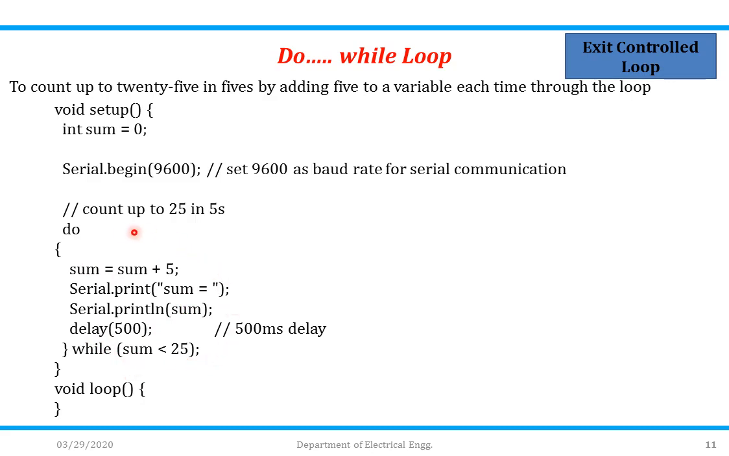So again it will go to this step: sum equal to sum plus 5. Now in the previous iteration the value of sum was 5. Now it will not be 0. So 5 plus 5 equal to 10. So it will print 10.